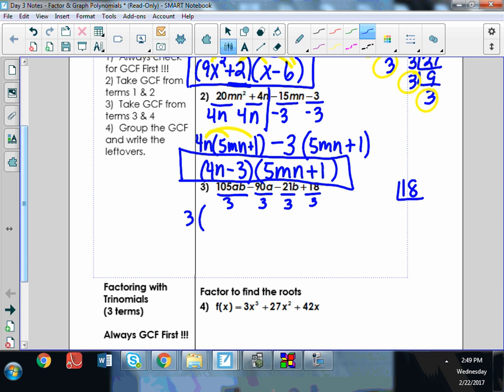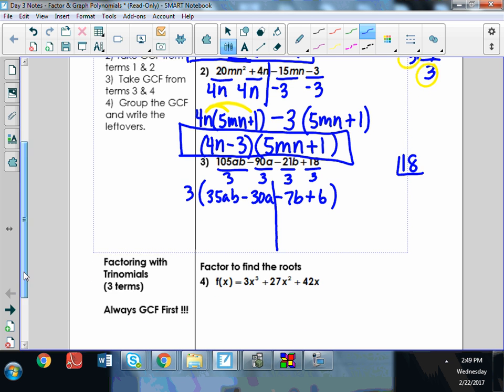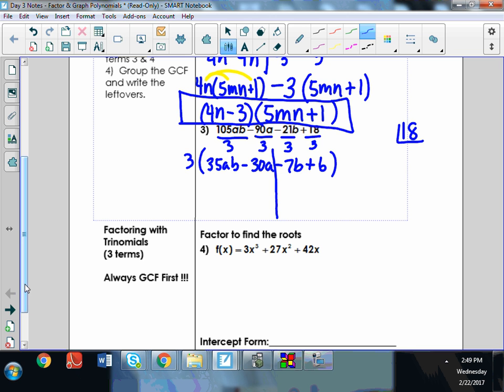So let's see. That makes this 35ab minus 30a minus 7b plus 6. Okay, so now I cut it in half. So I'm looking at what's the greatest common factor of 35ab and negative 30a? 5, good. And are there any letters in common? A.